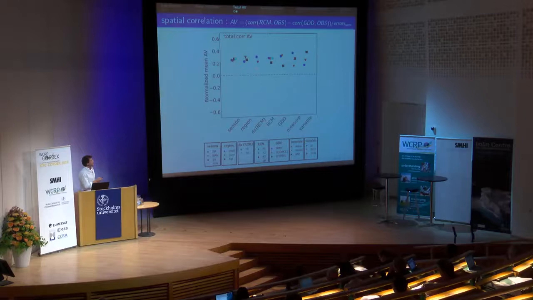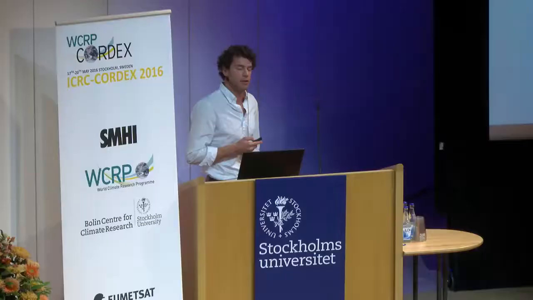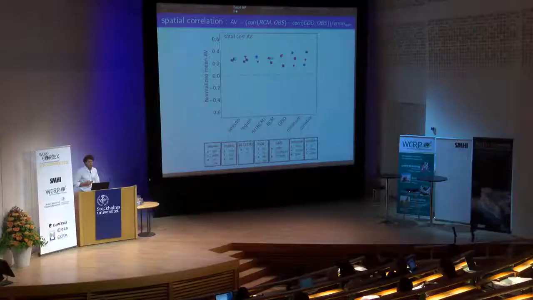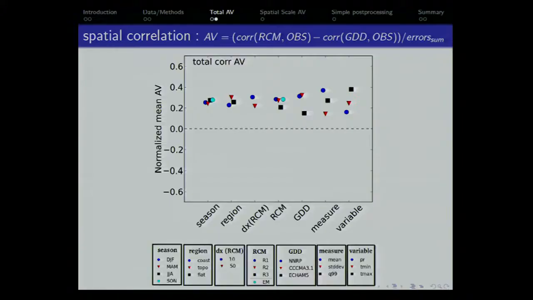As with the mean square error, I didn't mention, but about the resolution, the 10-kilometer model always improves or adds more value than the 50-kilometer. In the case of the mean square error, the difference was quite small. In the case of the correlation, it's a little higher.